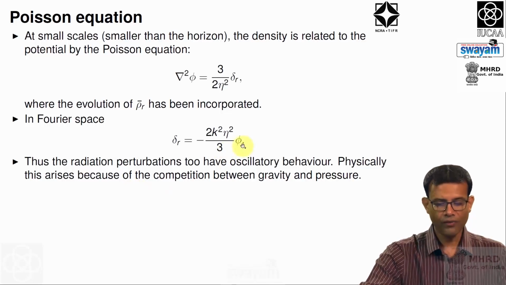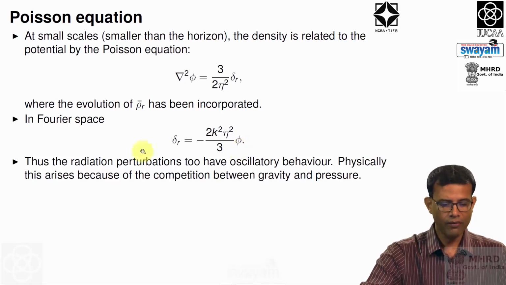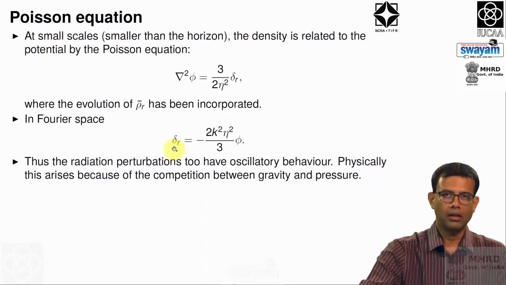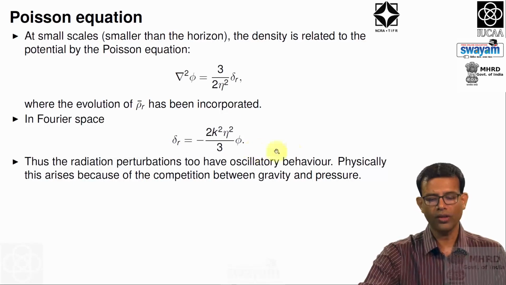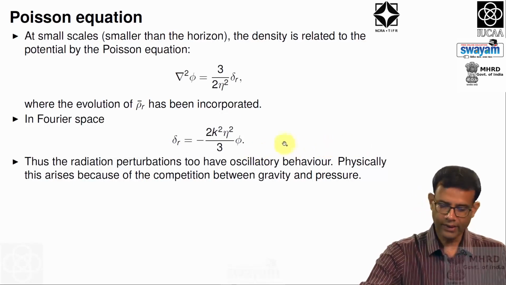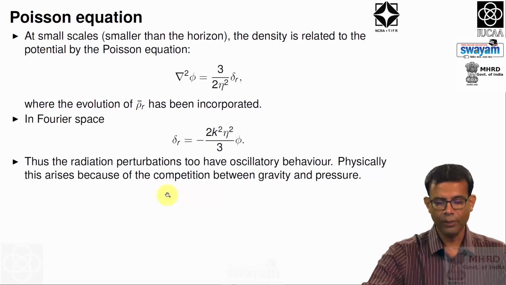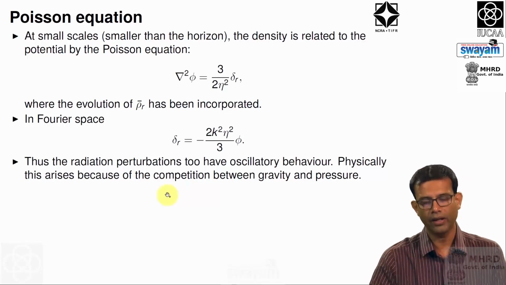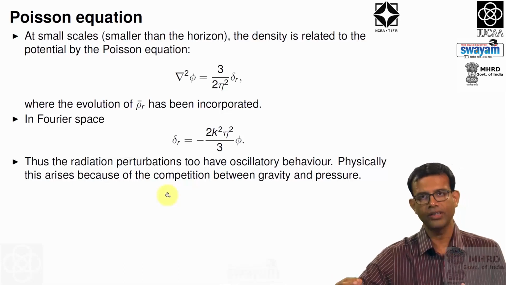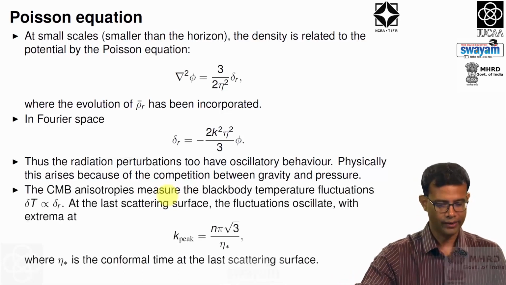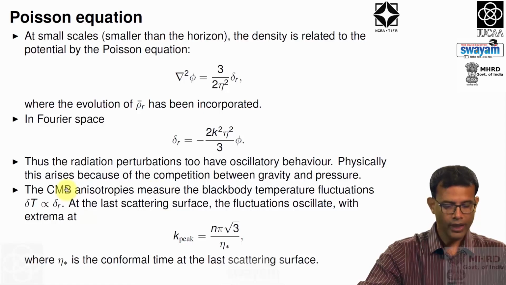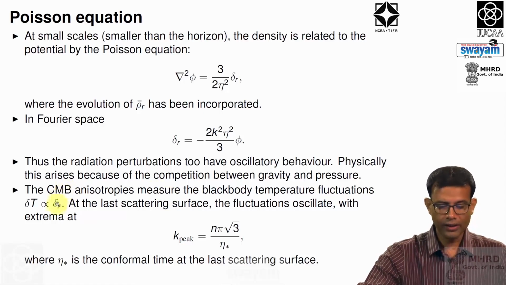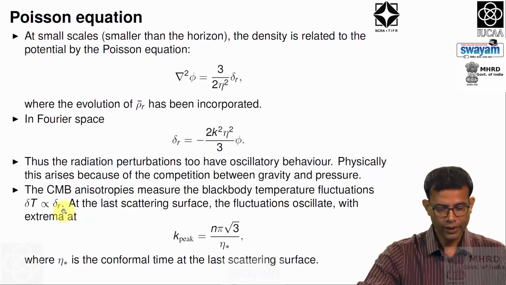Now, we have already solved for the phi which has oscillatory behavior. So, the radiation perturbations delta r, or the temperature perturbations, too will show oscillatory behavior. Again, this arises because of the competition between gravity, which is trying to make the perturbations collapse, and the pressure, which is acting like a spring and holding that. Now, the CMBR anisotropies measure the temperature fluctuations, which are just proportional to the density contrast.